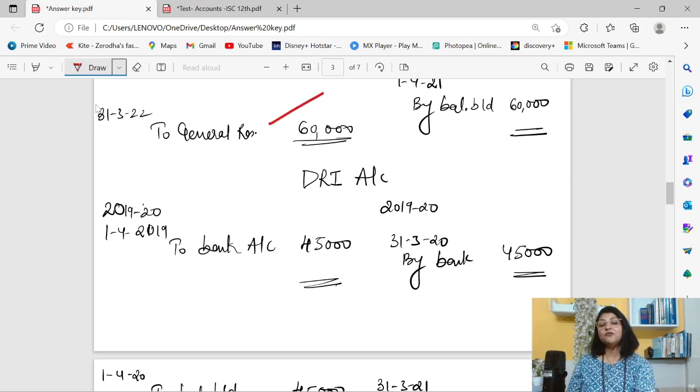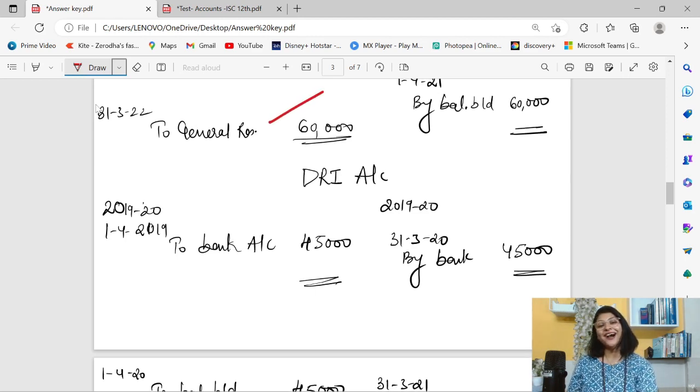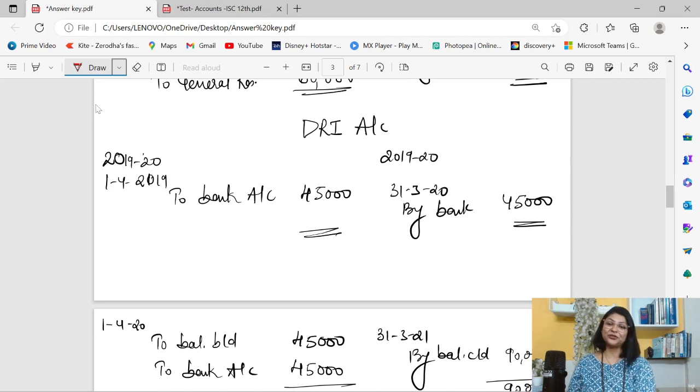Then the last account was an asset account, which is the DRI account. As per the Companies Act 2013, the amount of DRI to be invested into unencumbered security is 15% of the amount outstanding. We can see in the first year the redemption of debentures was taking place for 3,000 debentures. So 3,000 multiplied by 100 into 15%, 45,000 was invested.